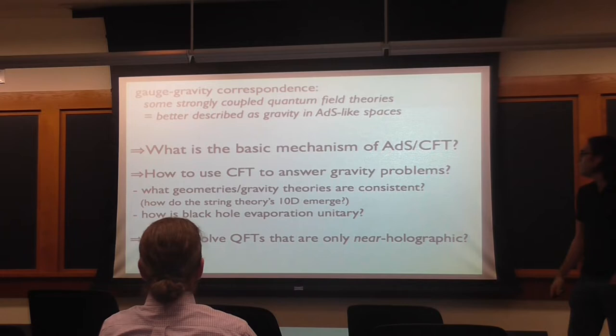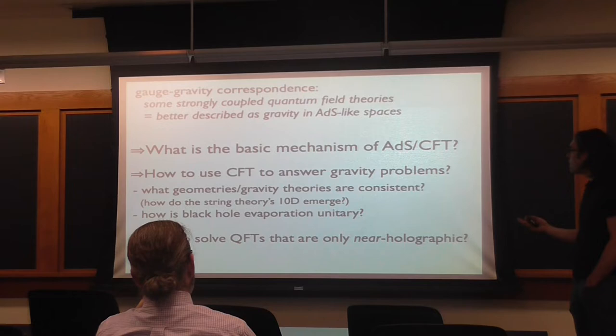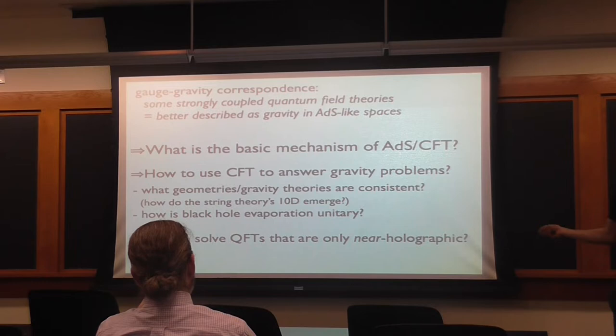So, for example, what geometries, what kind of gravity theories are consistent, we need 10 dimensions, how do we see these things on the CFT? Eventually, how does it work for black hole evaporation? On a more practical level, one would also like to apply AdS/CFT to theories that are not exactly in AdS space. You'd like to understand specific theories of gravity, which may be in some sense close to the holographic theory, but not quite. Can we have QFT techniques that we can use to address these problems?